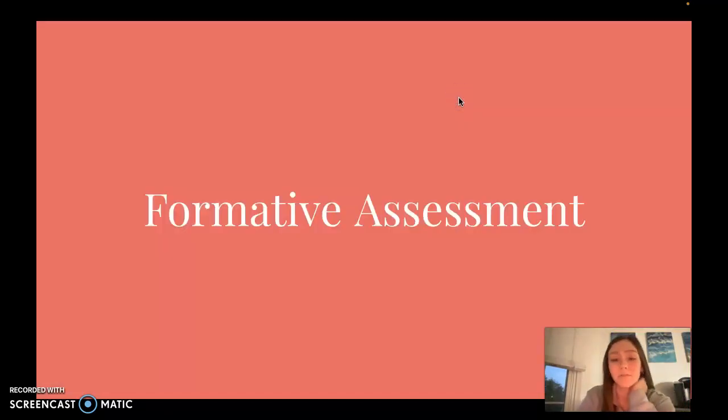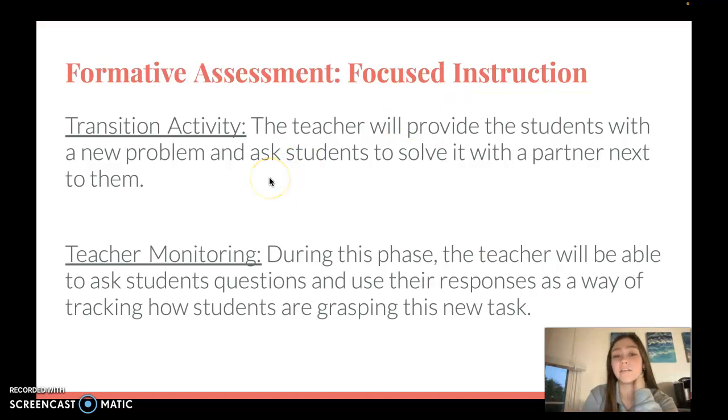So formative assessments, we've talked about those. The transition activity for focused instruction is that the teacher will provide students with a problem and ask students to solve it with the partner next to them. And during this phase, the teacher will be able to ask questions and use student responses as a way of tracking how students are understanding the new task. So if they're not able to respond in an appropriate manner, you'll know that your students maybe aren't getting it.